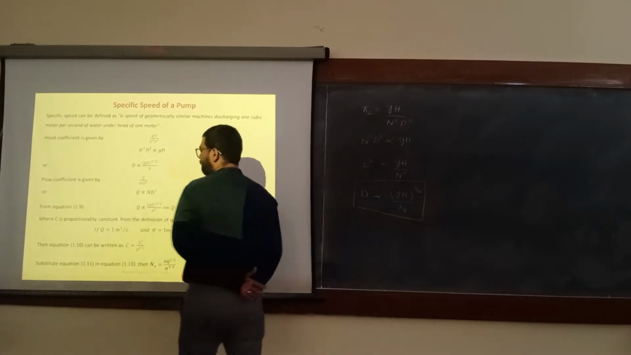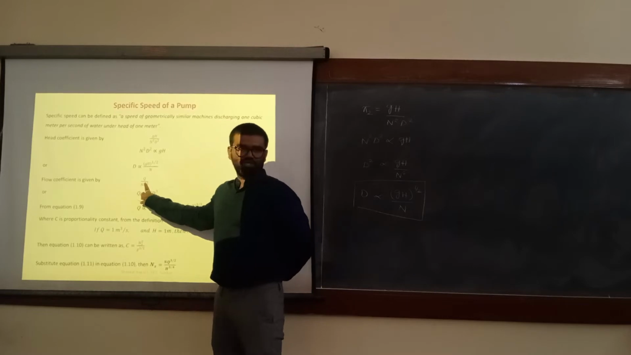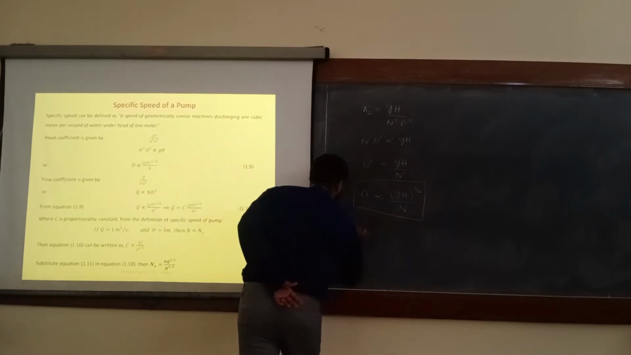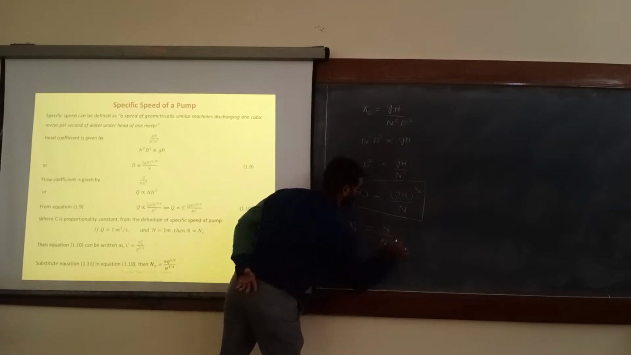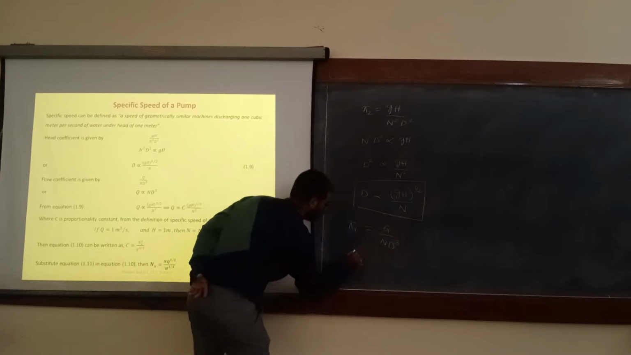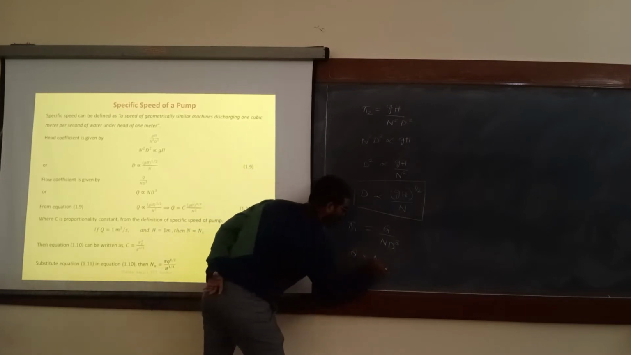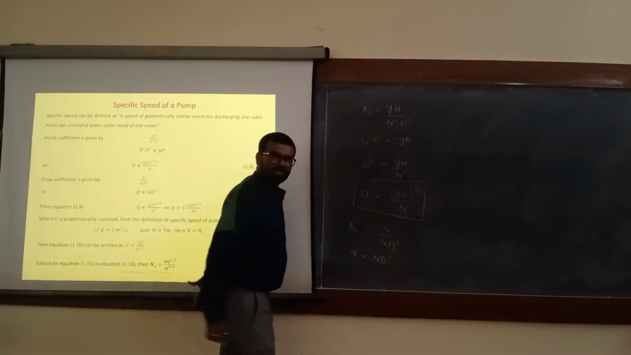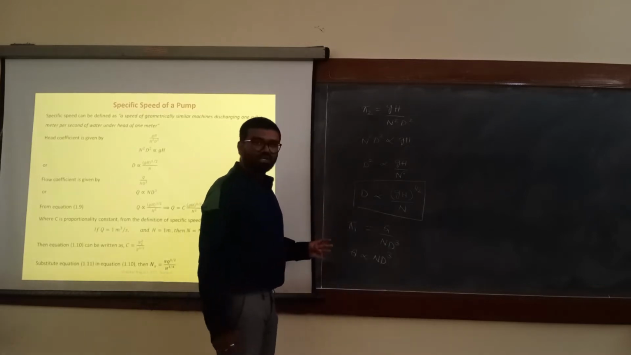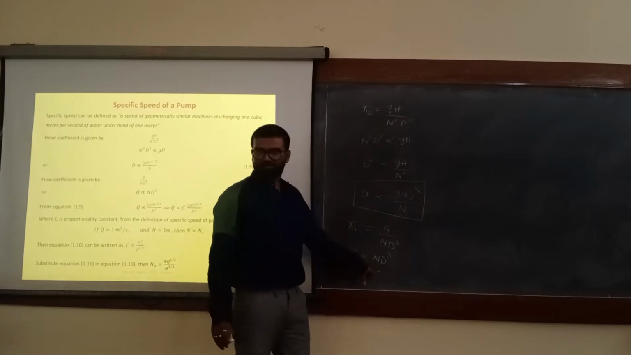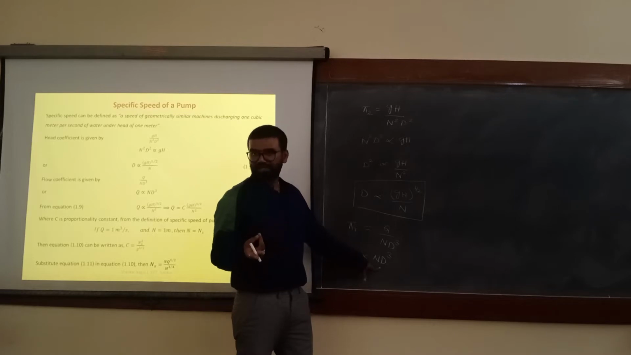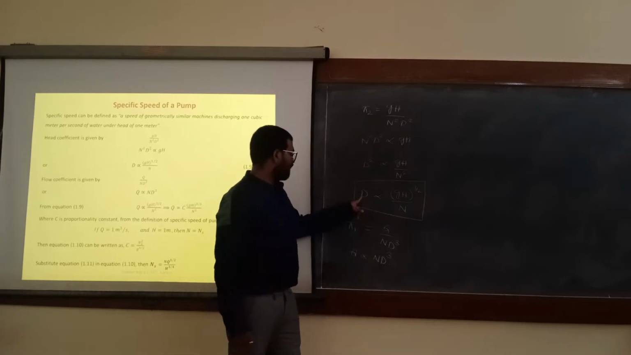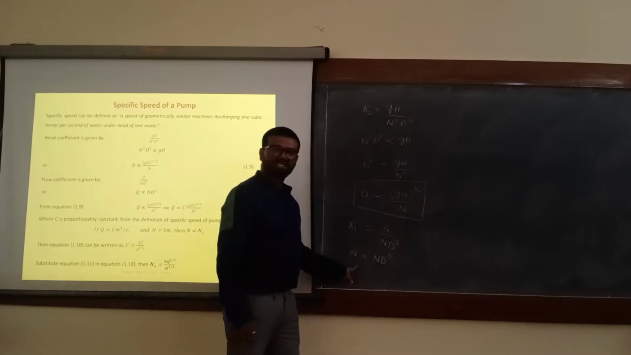Next, we will consider the flow coefficient. What is the flow coefficient? Phi 1 is equal to Q divided by ND cubed. Or you can write it as Q is directly proportional to ND cubed. See, the specific speed does not have linear dimensions like diameter, length, breadth, height. So here we need to eliminate the D. In place of D we will substitute this value in this equation.